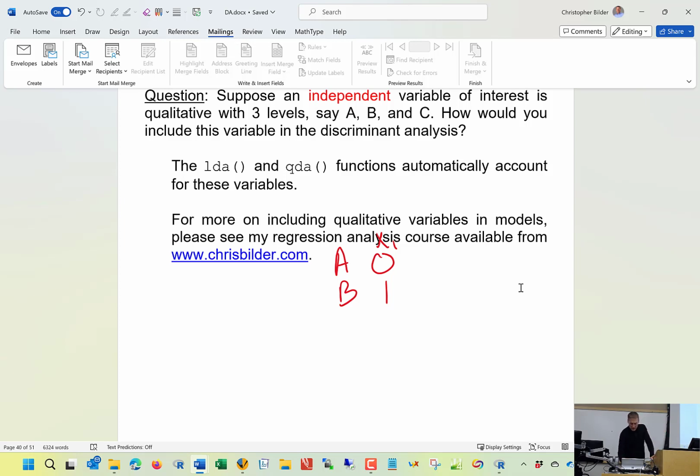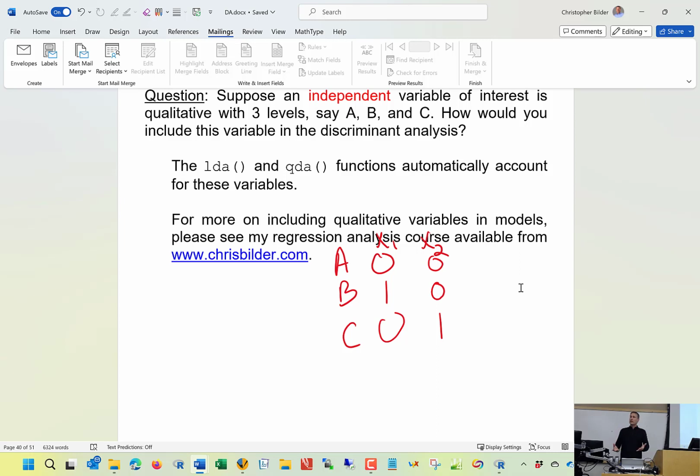In our situation, we also have a C level. So how about if I just create another one that indicates it's level C? And so the way that I would actually include this independent variable in my discriminant analysis is that I could create two indicator variables for this three-level categorical or qualitative variable. That's how you do it.